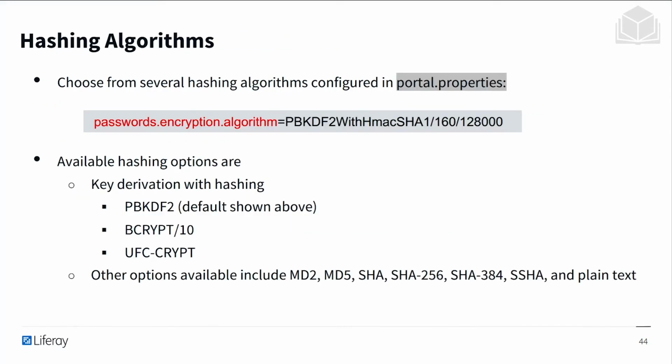There's also this thing called hashing algorithms, and you can choose from several hashing algorithms configured in portal properties. And then this, you can type in passwords encryptions algorithm, and there's a few different algorithms here. Available hashing options are key derivation with hashing, so PBKDF2 shown above, you have bcrypt 10, and then UFCrypt. Other options available include MD2, MD5, SHA, SHA-256, SHA-384, SHA, and plain text.